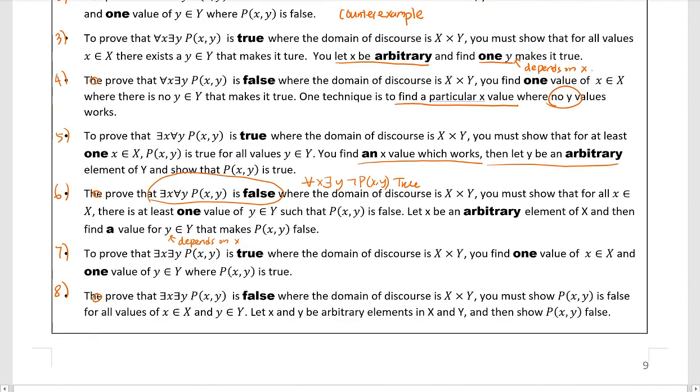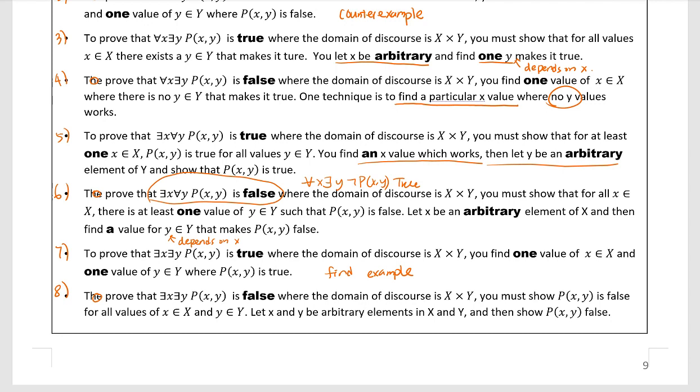Next, 7. To prove that there is this x, there is this y, such that P of x,y is true, you just need to find one value of x and one value of y such that P of x,y is true. Okay, so we just find an example. So we find an example here.